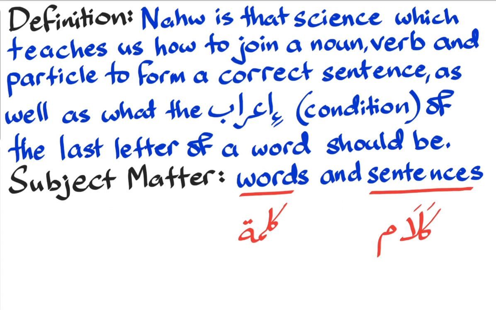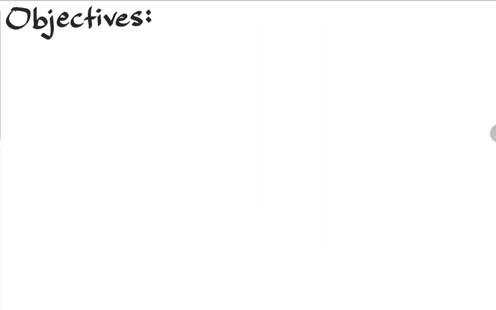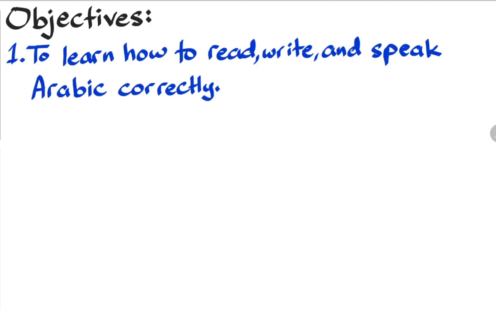Now let's move on to the purpose and objective behind studying Nahu. Obviously, the immediate objective of Nahu is to learn how to read, write, and speak Arabic correctly and to avoid making mistakes in reading or writing or understanding Arabic. So that's the immediate objective of Nahu.